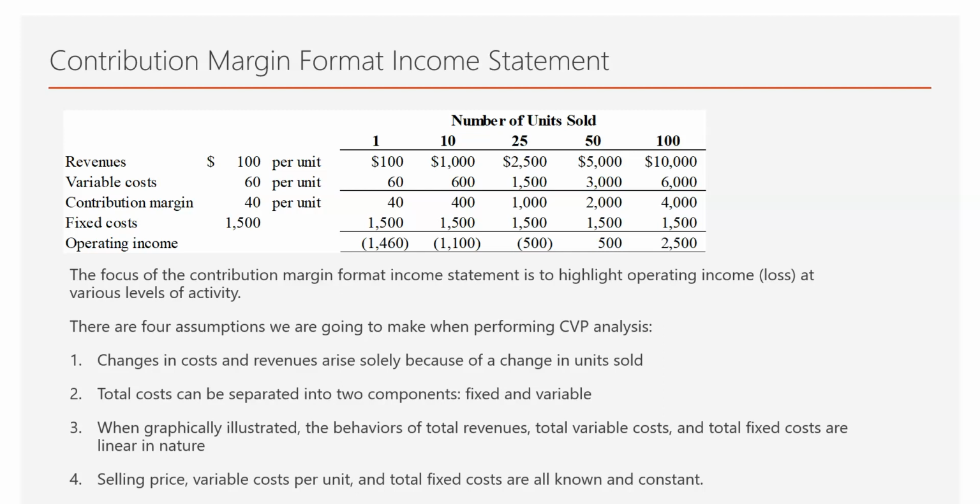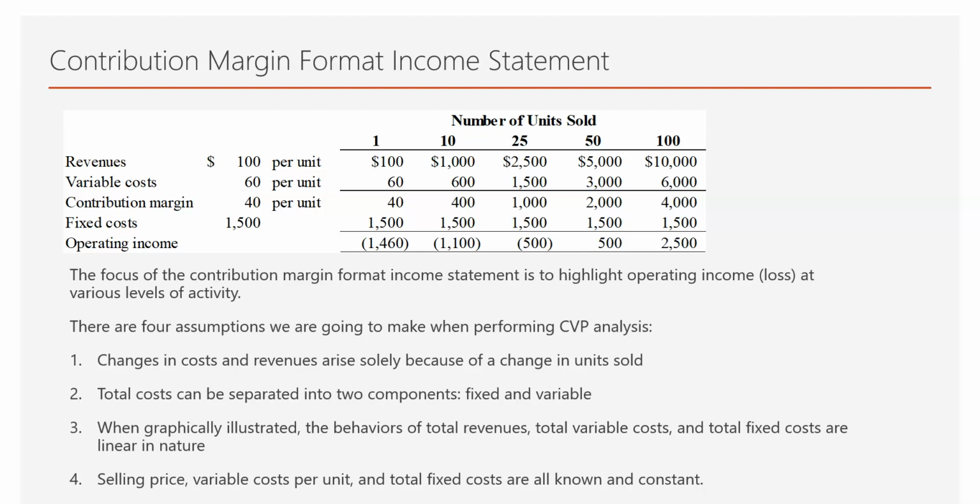And we're focused on classifying those costs under the gross margin format income statement as either product costs or period costs. In the contribution margin format income statement, we're not focused on product and period, or inventoriable versus period. We're focused on cost behavior, not cost classification. So my contribution margin format income statement is based on cost behavior. I'm going to take my total revenues, subtract out my variable costs to get my total contribution margin.